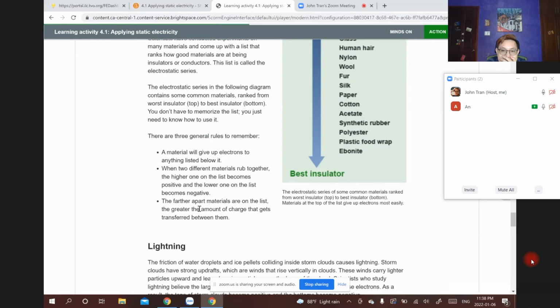Ebonite. I don't know what it is. Plastic food wrap. Plastic food wrap actually insulates heat very well, so that's why it keeps the food warm. It's also plastic, so it doesn't conduct electricity. So when you touch your food, you won't get a shock. But the main thing is to keep the heat in there, so they're the best insulators.